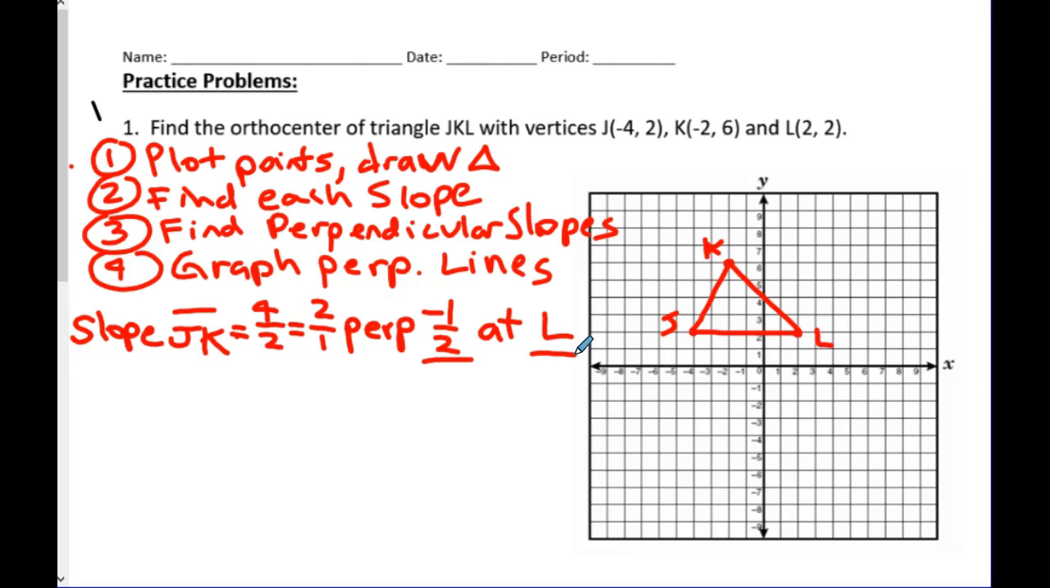True. Now, here's what we're going to do. We're going to use this new perpendicular slope at L. So everybody, put your pencil at L, put a point there. And what you're going to do is use that new slope, negative 1 over 2. Is negative up or down? Down 1, and always to the right 2. Now, if I go down 1, right 2, that's outside the triangle, right? Down 1, right 2.